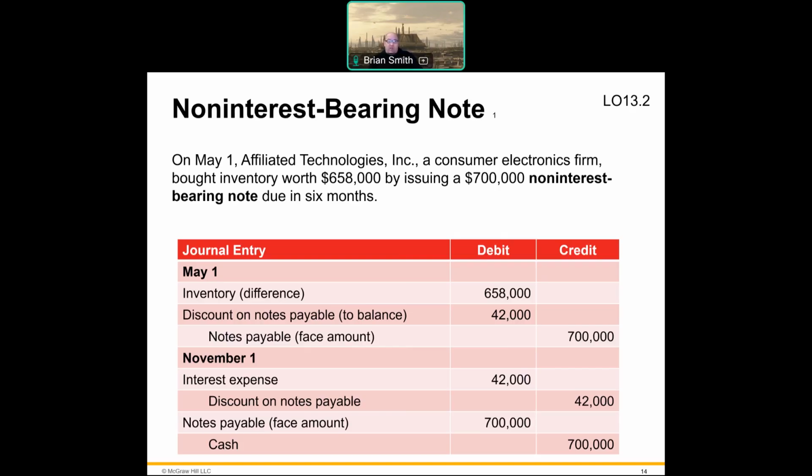So we're going to discount that note. And as we discount it, if this were a longer term note, as we're going to get in chapter 14, we're going to discount that amount to interest expense over time. And so that's kind of how we're going to look at it that way.